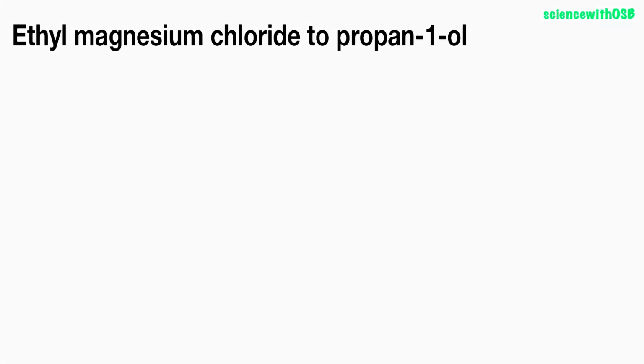Ethyl magnesium chloride to propan-1-ol. First we can write the reactant and product. Okay, what is the reactant?